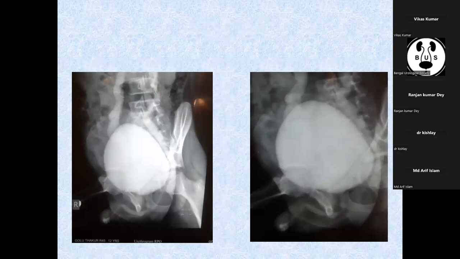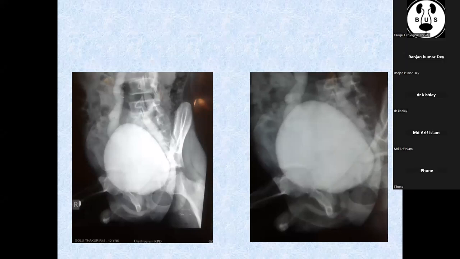What about bladder contour? Sir, the contour appears slightly irregular. I cannot appreciate it properly. More or less it appears regular. Okay. So it points to a particular direction. The posterior urethra appears to be normal in this case. So what is your diagnosis now?